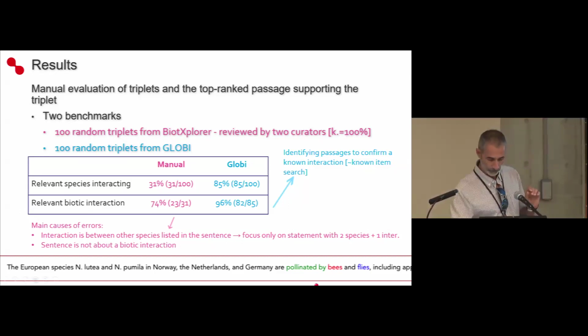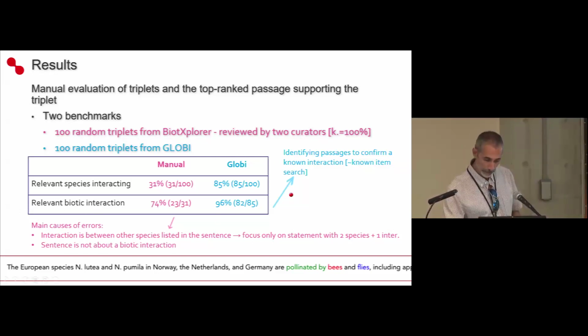This is an example at the bottom: you see here that, for instance, plants are pollinated by bees and flies. It's completely generic, but of course, bees and flies do not pollinate each other. Okay, this is just to show you the type of example that we have that would fail.